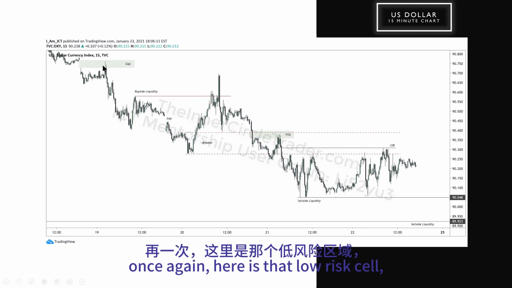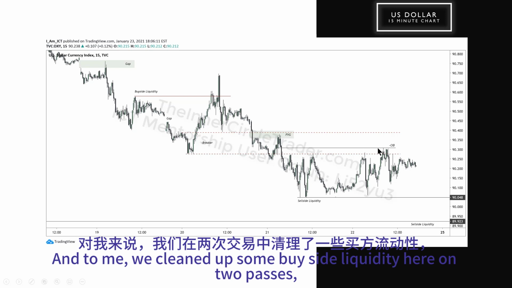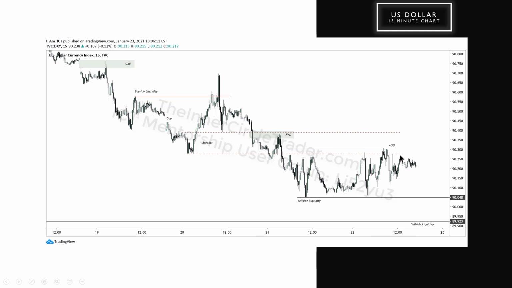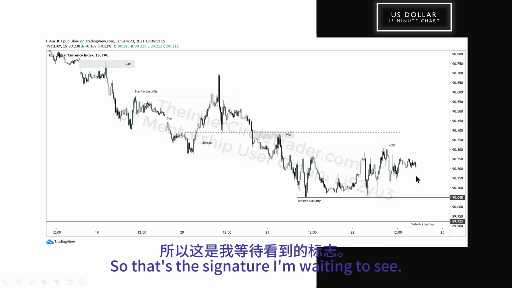And once again, here is that low risk sell, another level of distribution, another level of distribution with a fair value gap inside of the breaker. And to me, we cleaned up some buy side liquidity here on two passes, and it would be indicative of underlying weakness if we open lower. So that's the signature I'm waiting to see.